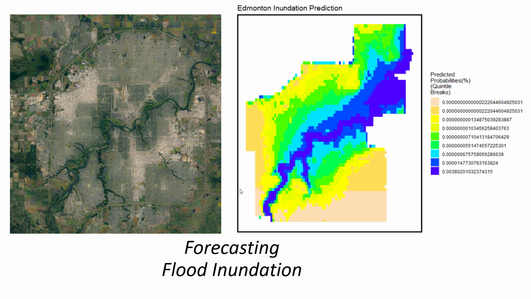Eventually, we use our model to predict Edmonton's flooding issue. The right diagram shows the predicted probability for flooding. As we can see in this diagram, the center downtown area and the northeastern part of Edmonton are more vulnerable to inundation. Thank you.